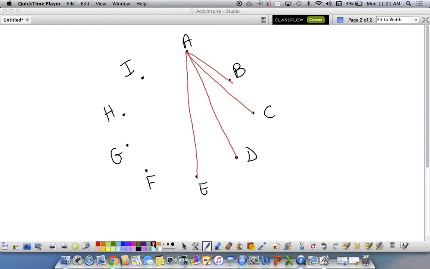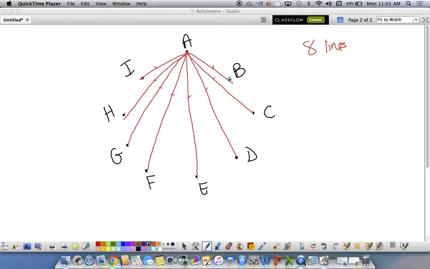So A is going to shake hands with every other person at this party. Okay, how many handshakes did person A, or we call him Adam, whatever, how many handshakes did he have? Or how many line segments? 1, 2, 3, 4, 5, 6, 7, 8. 8 lines or 8 handshakes. Okay, let's do a different color.